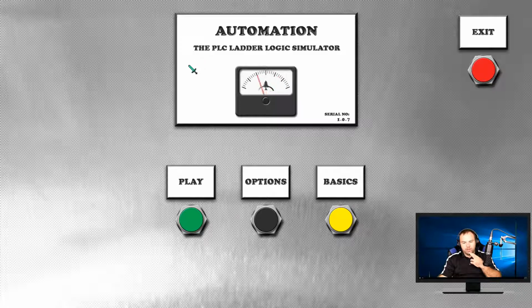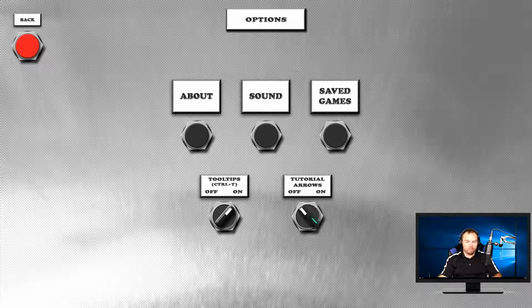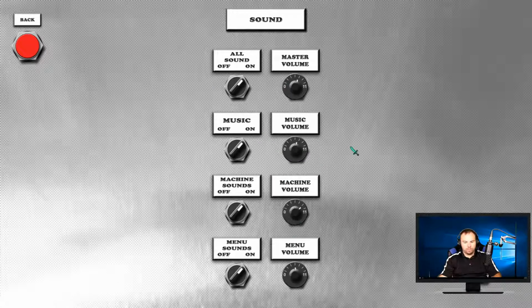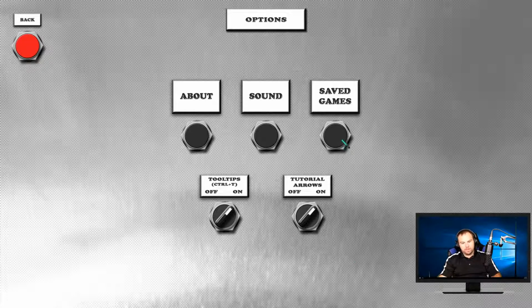Generally when you start the game, you're going to see a little window that pops up saying Automation. We're already past that screen. Then you have this screen here, which has a little analog meter. I guess the way they have it coded is that if you're on one side, the gauge goes down, and on the other side the gauge goes up. The options button here lets you decide whether you want the tutorial arrows on or off, and tooltips on or off. Sound controls the volume of different things. Save games, I need that.